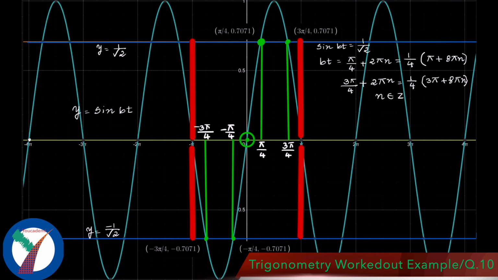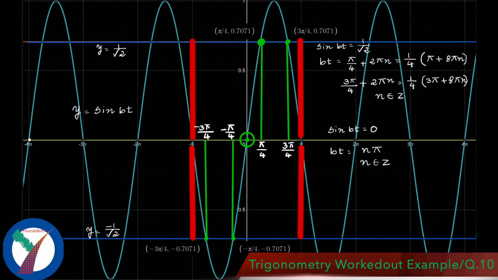Next, let us look at sine bt equals 0. The general solutions are, if you look at it, sine bt equals 0 and bt is 0, plus pi, minus pi, plus 2 pi, minus 2 pi, plus 3 pi, minus 3 pi and so on. So bt equals n pi, where n is the set of all integers.